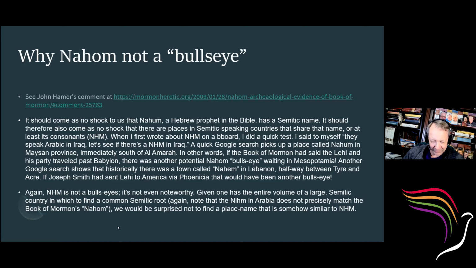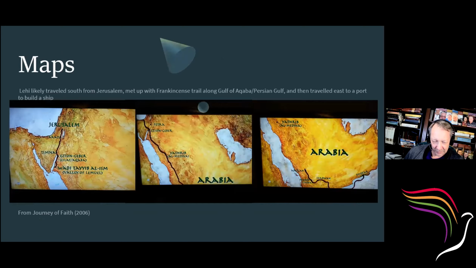So he basically goes on to say it's not really a bullseye. He questions whether it's even noteworthy, given the entire volume of the large Semitic country in which to find a Semitic root. There's a Nihm in Arabia, which is not precisely a match to Nahom, but the three letters match. Anyway, not everybody is convinced, but in Journey of Faith, this is of course where Ishmael died and was buried, in the place of Nahom on the Frankincense Trail.